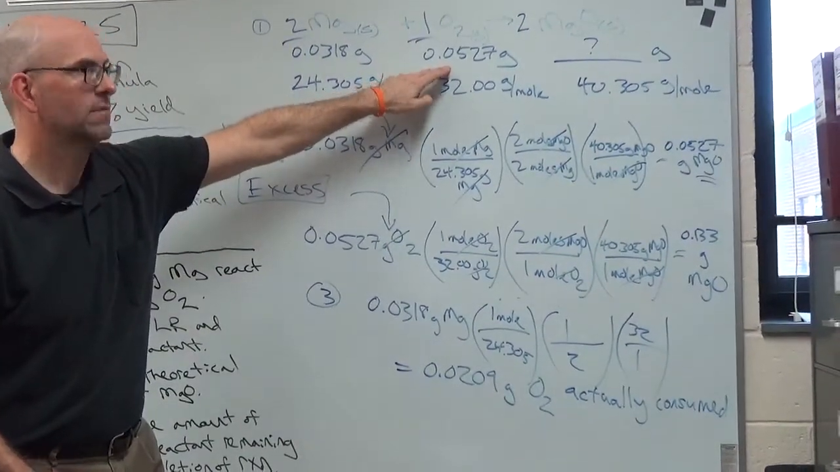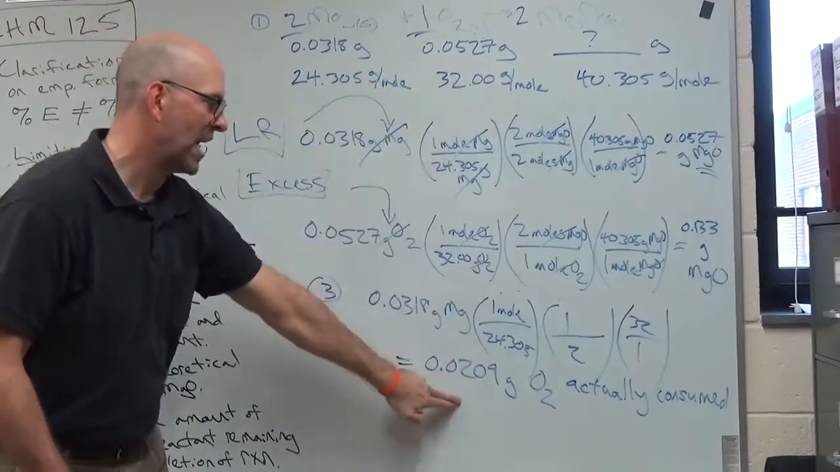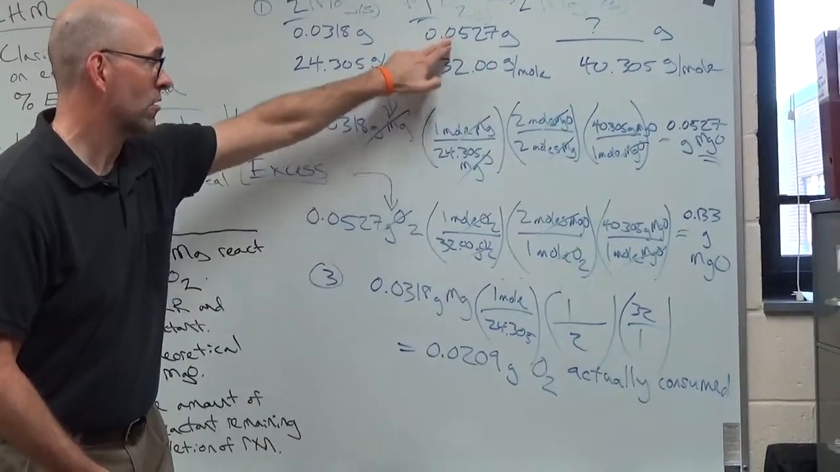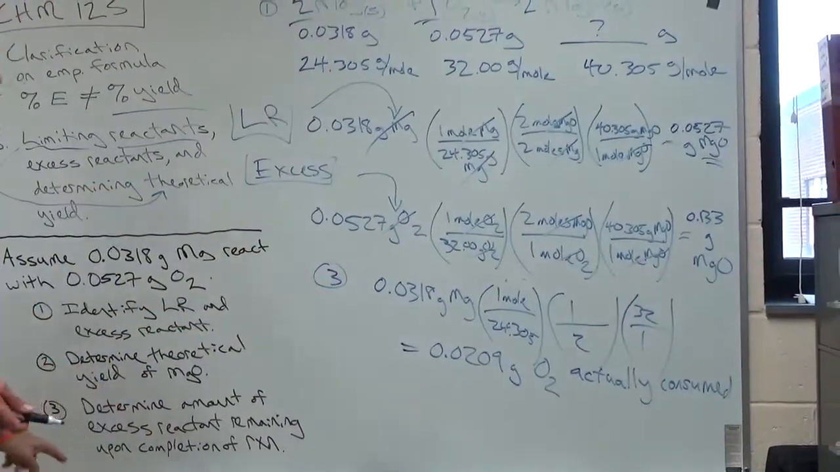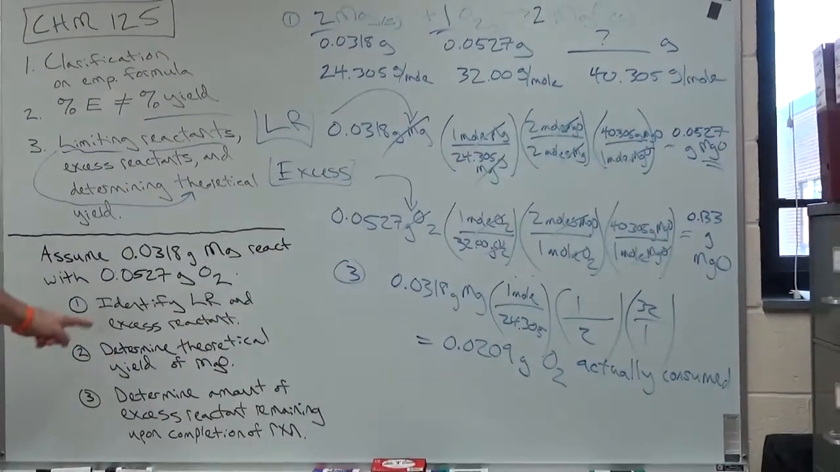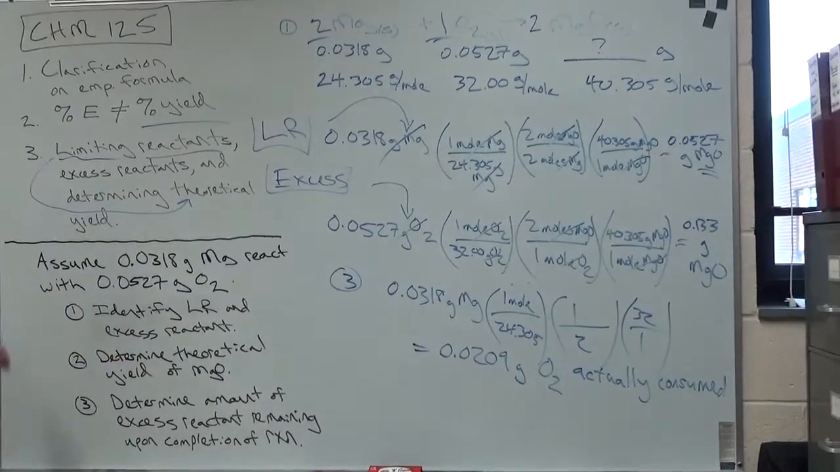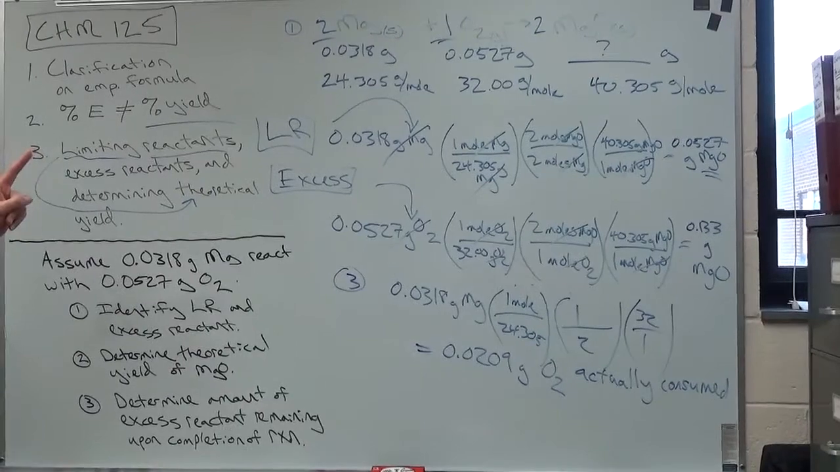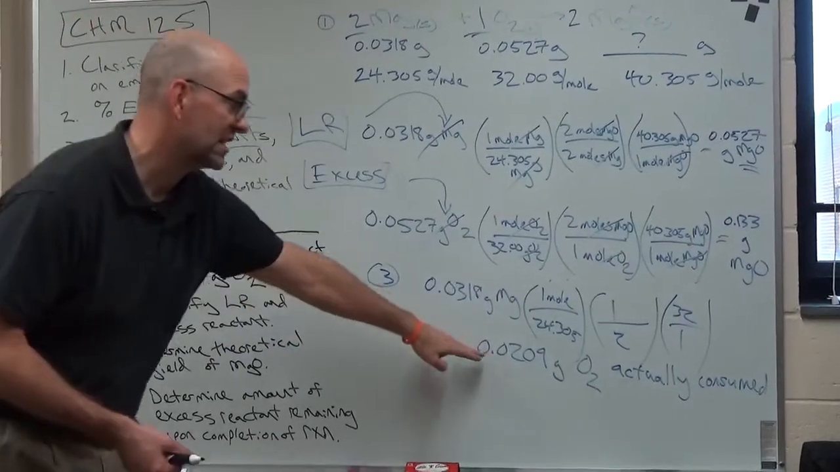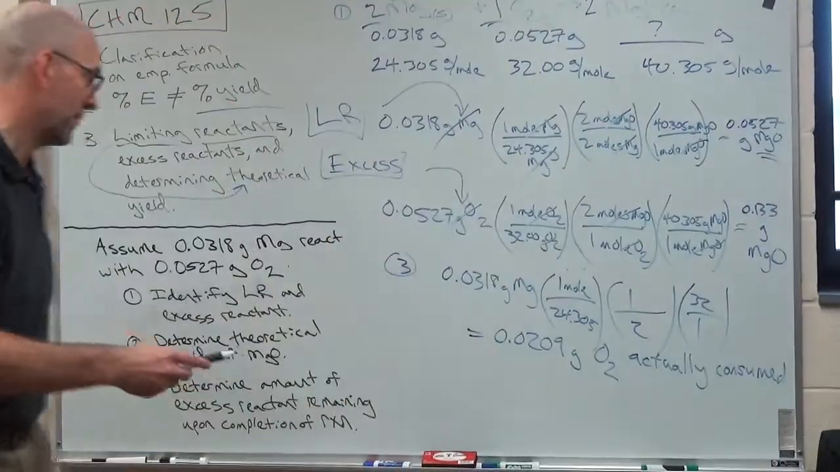So how much is left? How much you have minus how much you need. Need, have. So that's not the answer to the question. The question was not how much is required to do the reaction. The question is how much of the excess reactant is remaining when it's done. So I could have said how much is actually needed. That's that answer. But how much is left over?